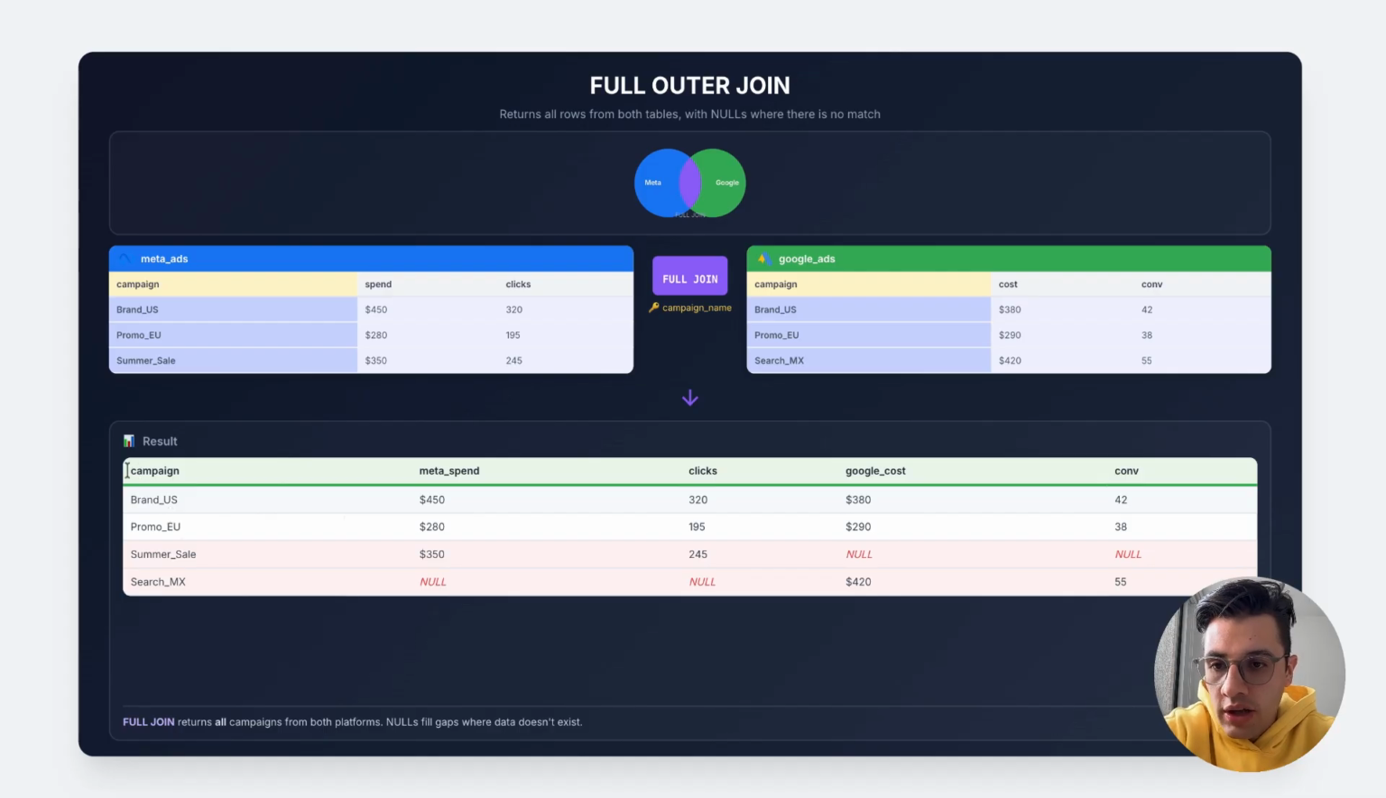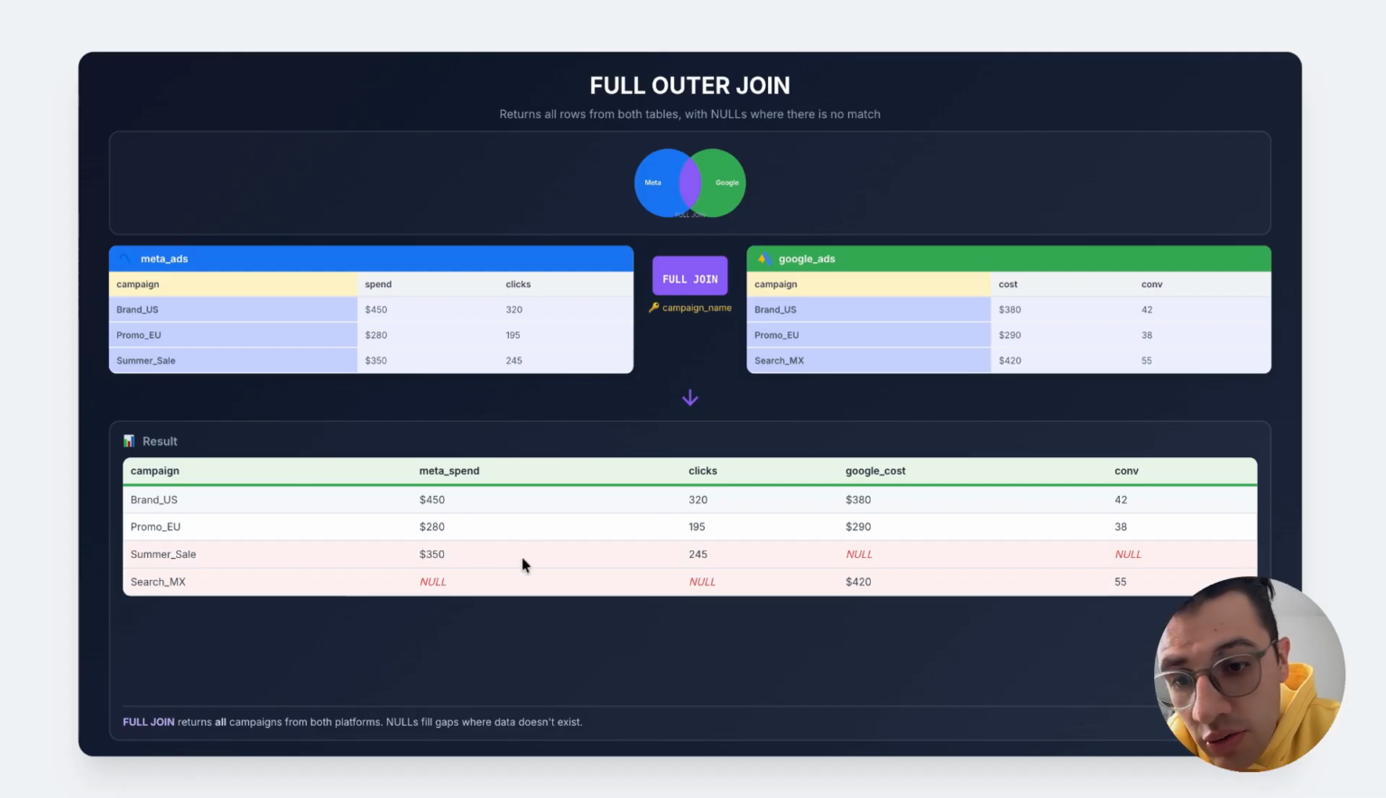We are bringing the columns campaign, meta spend that comes from the meta ads table, clicks that comes from the meta ads table, Google cost that comes from the Google Ads table, and conversions that comes from the Google Ads table. And also, we are bringing all the campaigns from both tables, not only the matching ones. So we are not only bringing brand US and promo Europe, that were the matching rows in both tables. We are also bringing summer sale that only exists in the meta ads table and the campaign Search Mexico that only exists in Google Ads.